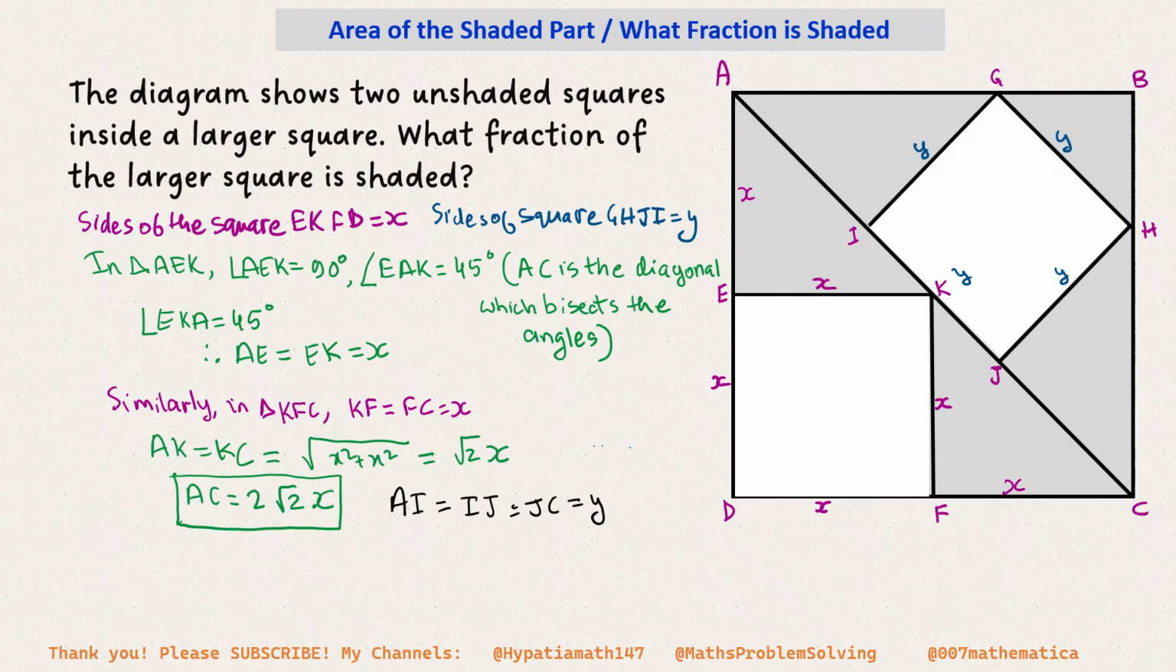can find the other two triangles here. These two triangles are also isosceles right angle triangles, these being 90 degrees and this is 45 degrees. So once again what we see is this is y and y, so AI equals IJ, equals JC, so that is equal to y.